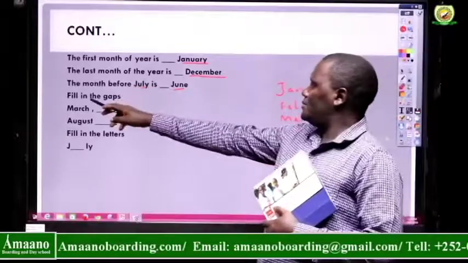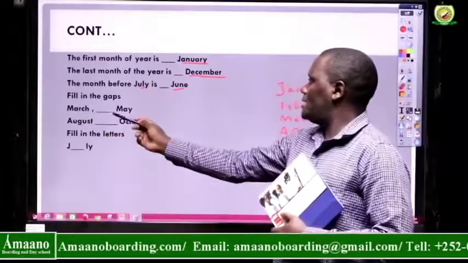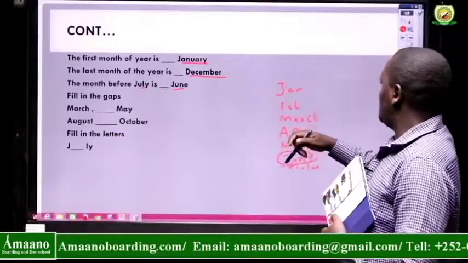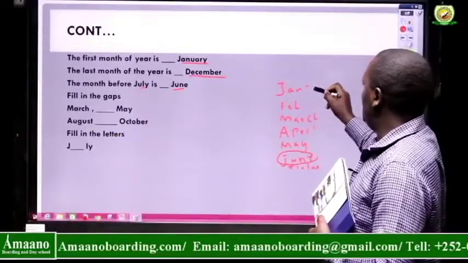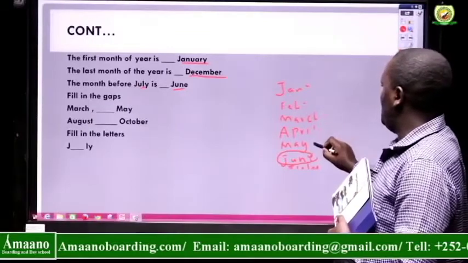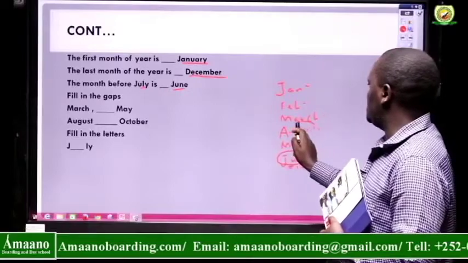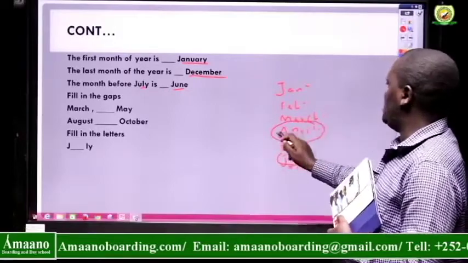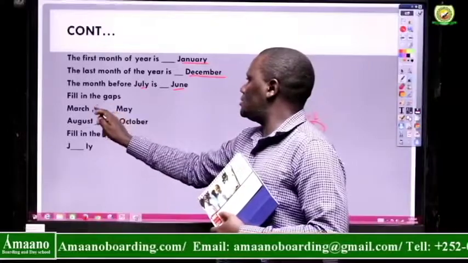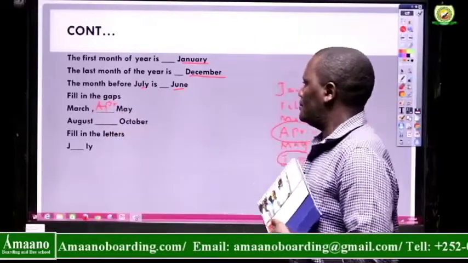Now fill in the gaps. We have January, March, dash, and May. If we have January, February, March, April, May, the one missing there is April. I'll write it in short form.